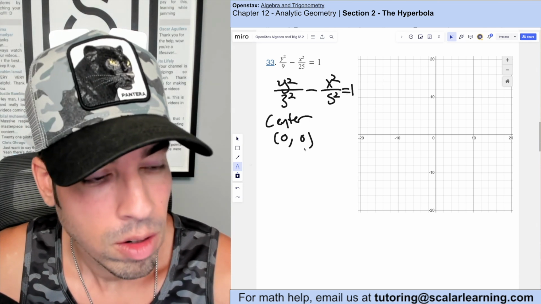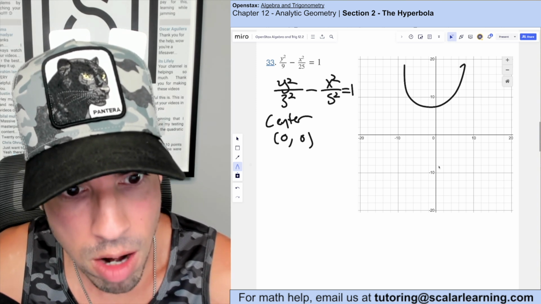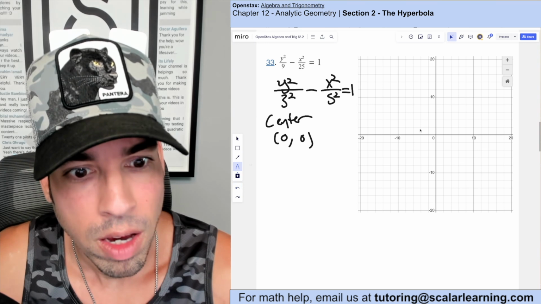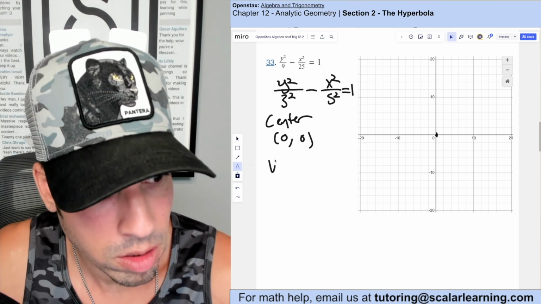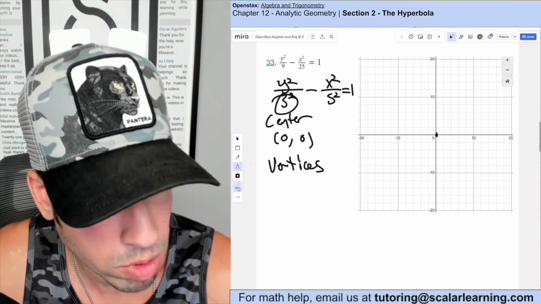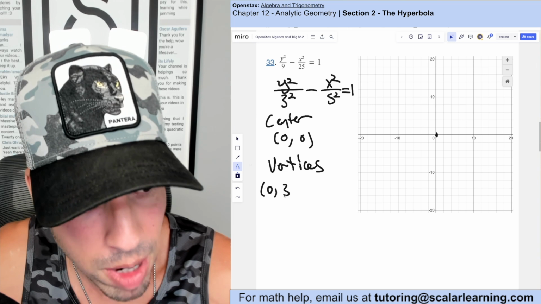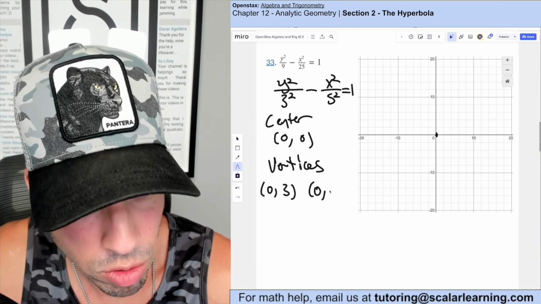And then we can figure out that since the y is in front, it's going up and down, okay? Now let's find the vertices. Since we know we're going up and down, we use this value, 3, to go up and down that amount to that y value. So it's going to be (0, 3) and (0, -3).